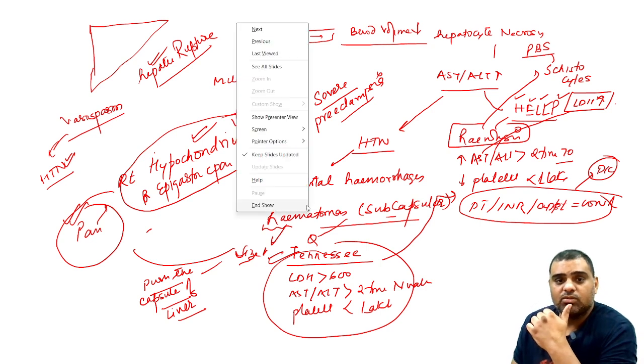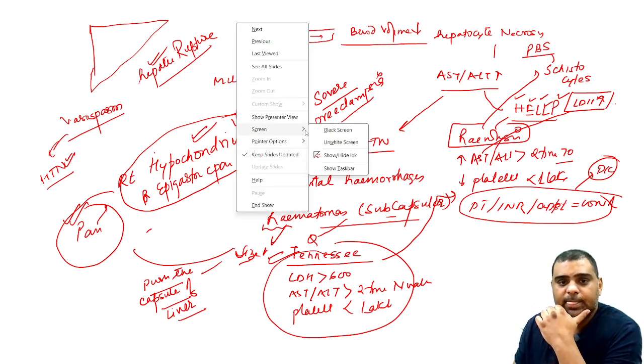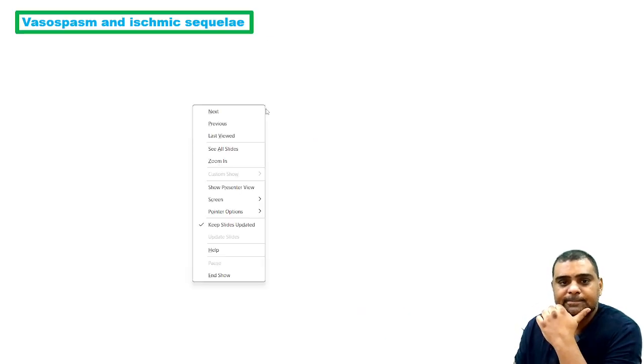Now, one thing I want to tell you: also because of this vasospasm and ischemia, the eyes can also be involved. Eyes can be involved.